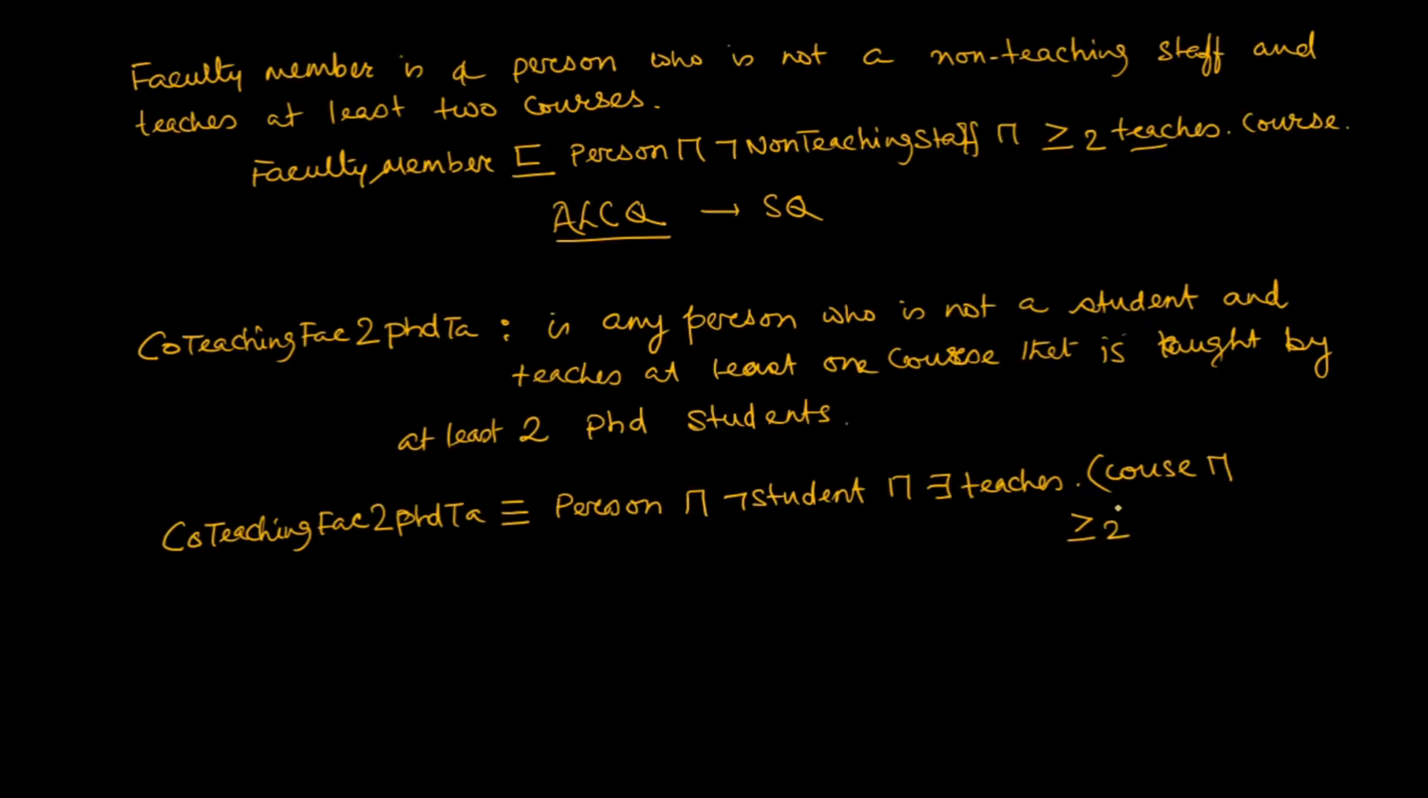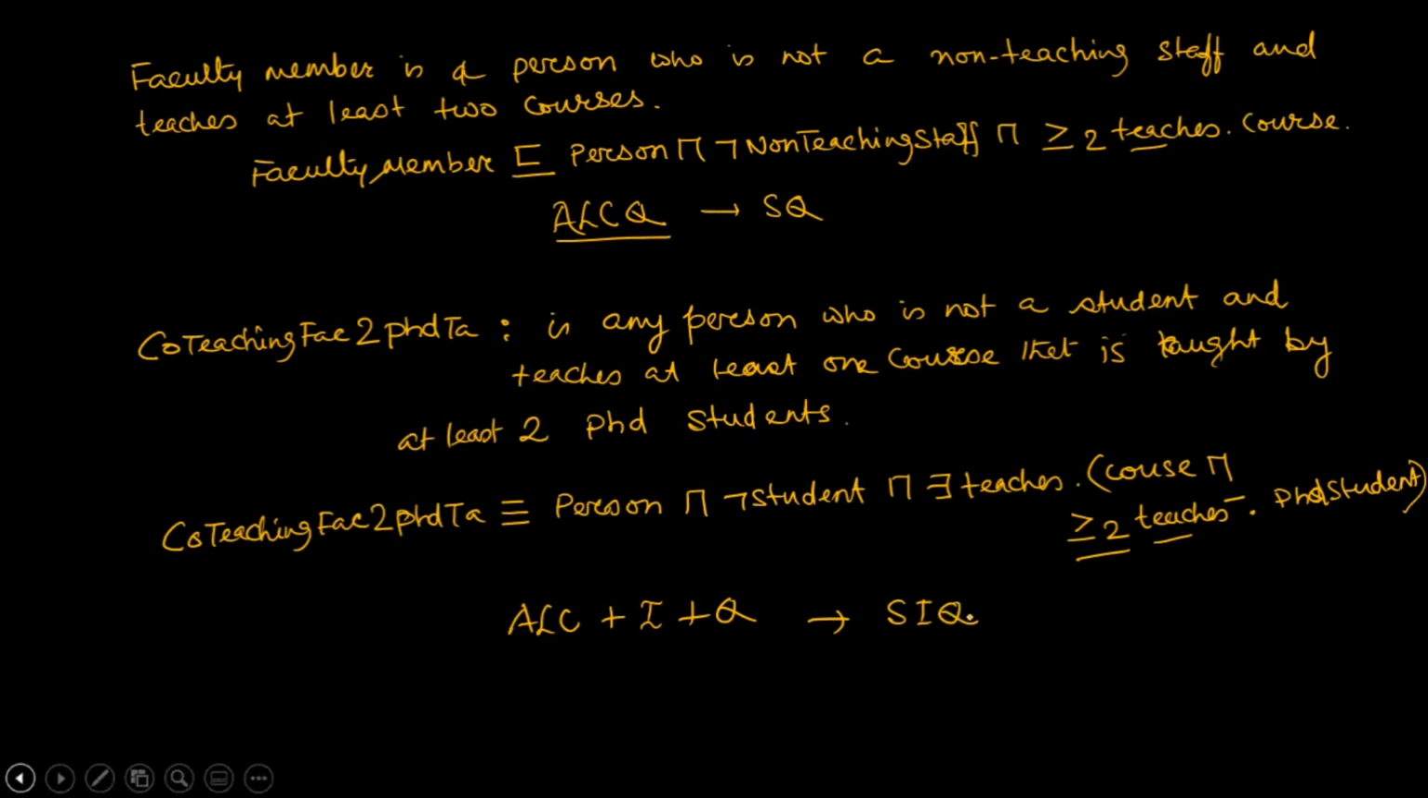We could have written is taught by, but we know that is taught by is an inverse of teaches. So we just say teaches inverse, PhD student, right? Now, what would be the minimum logic family for this? So we have this ALC, plus we are having inverse, right? And we are having qualified cardinality. So put together, it will be SIQ, right?